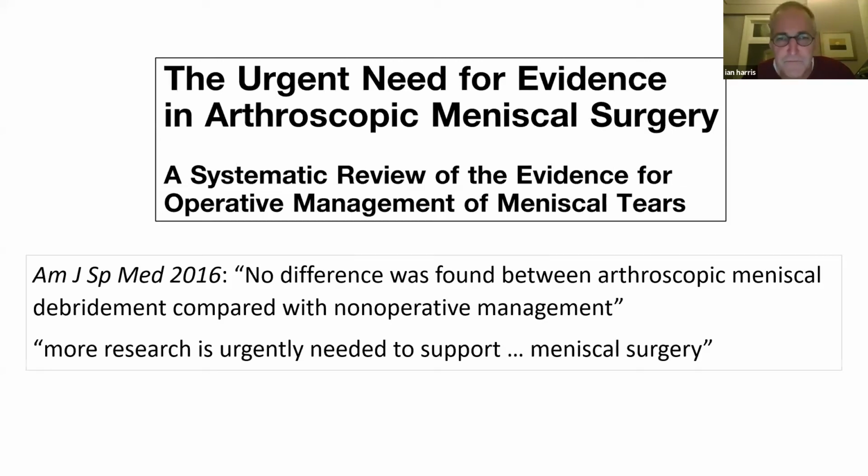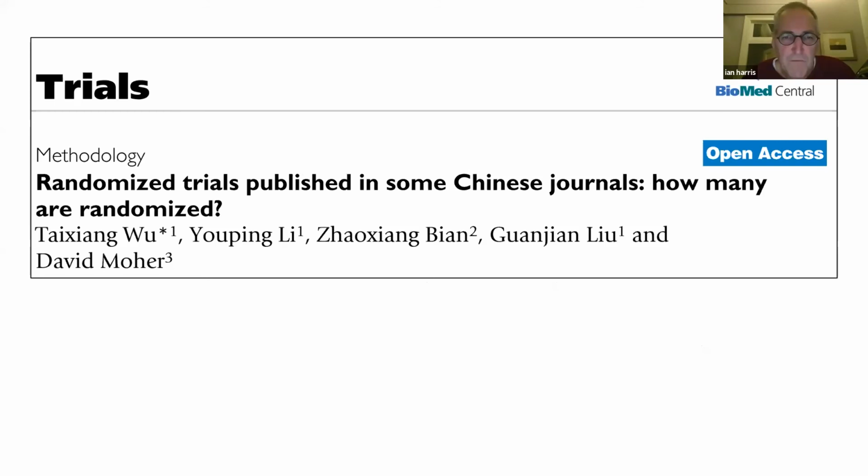And the next one, and this one's really highlighting a problem. This is looking at randomized trials published in Chinese journals. So these are not necessarily Chinese articles published in, say, American journals or other English-speaking journals or German journals. These are published in Chinese journals. And how many of them are actually randomized? So they pulled randomized trials. So these are trials that said they were randomized, or they had the word randomized in the title. And they looked at the methods and found that less than 7% of them were actually randomized.